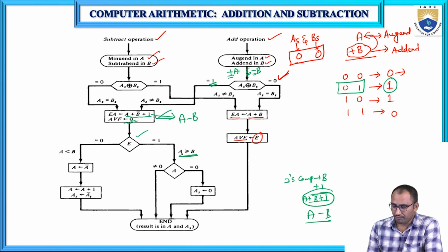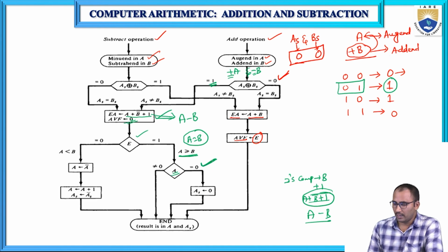Okay, so if A is equal to B, what will happen? If both numbers are same, then the result will be 0. So that's why 0. So here we are checking the register A. If A is equal to B, if both registers have the same sign, then you will get the result 0.